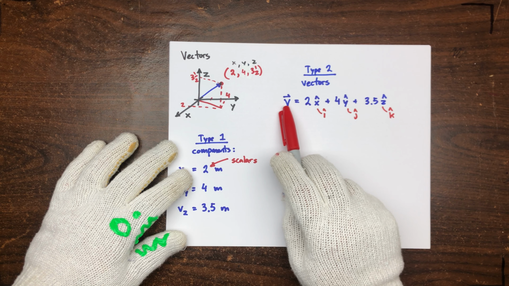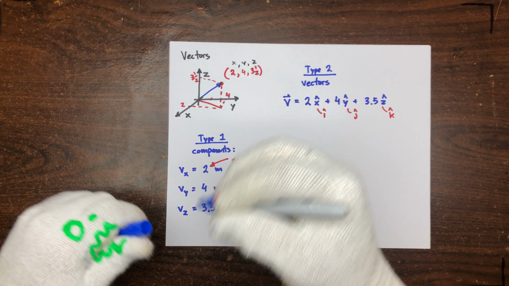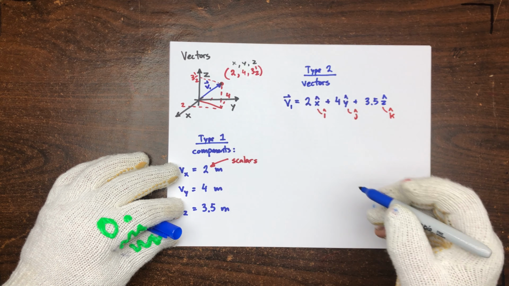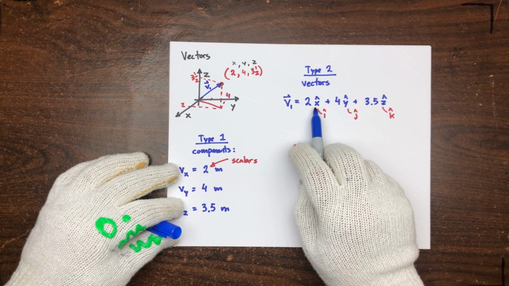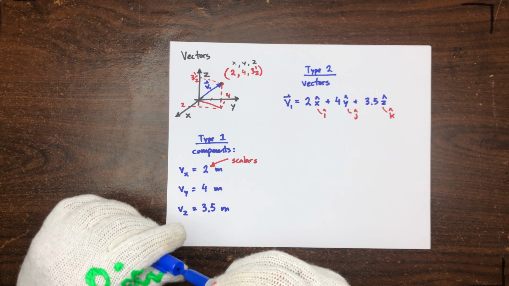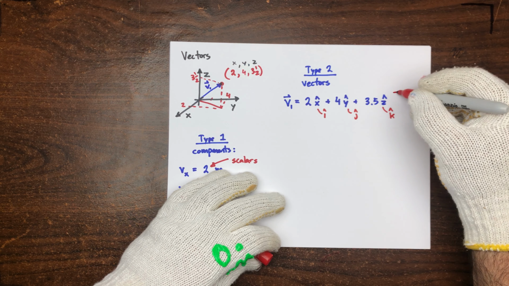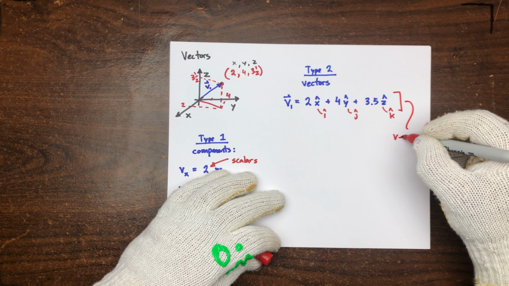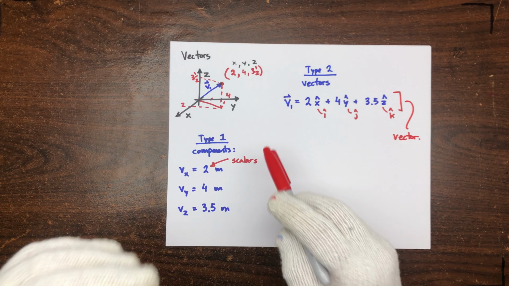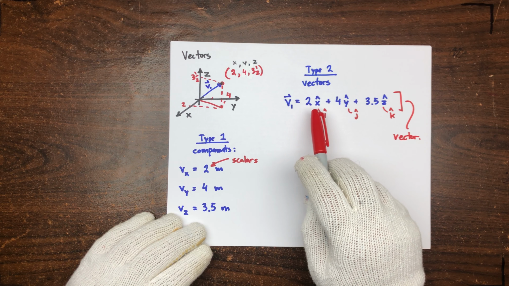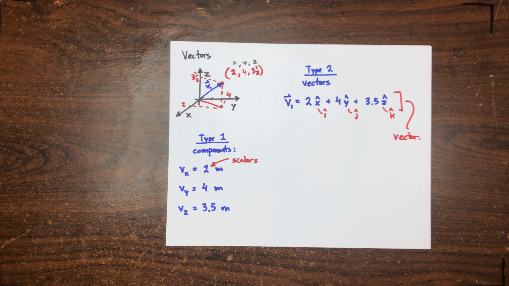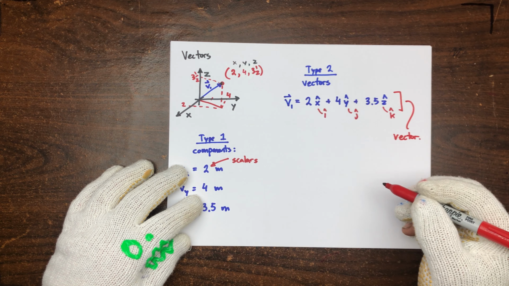So it says that this vector here, we could call it vector 1, is equal to 2 in the x direction, plus 4 in the y direction, plus 3.5 in the z direction. And this whole thing here is called a vector, because it not only has a numerical value of how far it goes, but it also has the direction as well, indicated by this little hat here.